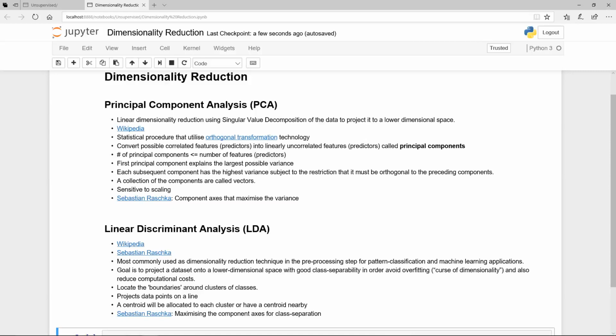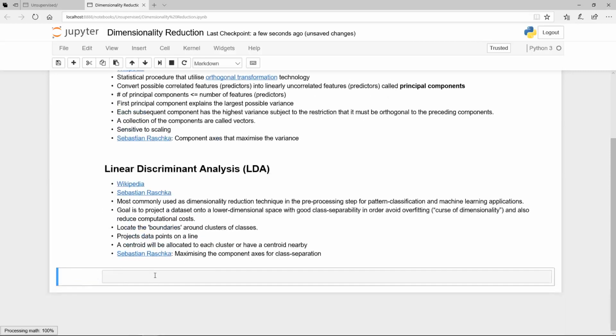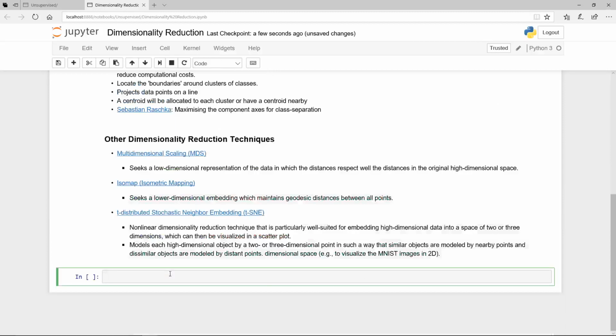Now there are other dimensionality reduction techniques. I'm going to list them here, but I won't go through them. I'll just list them so that you are aware of them. If you want to understand more, please do feel free to explore. But for my part, I won't be going into these more complex dimensionality reduction techniques. Most people use either PCA or a combination of PCA and LDA, and that's sufficient for their use.